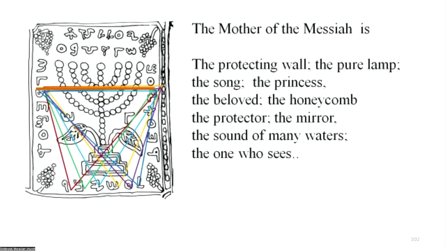So looking at all those extraordinary patterns, all dependent upon this one line, which is the line that is the light and the mirror and all the rest of it, we know that the mother of the Messiah is the protecting wall, the pure lamp, the song, the princess, the beloved, the honeycomb, the protector, the mirror, sound of many waters, and the one who sees. And that's all there in that collection of triangles.